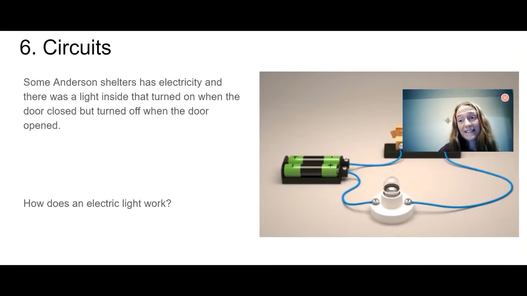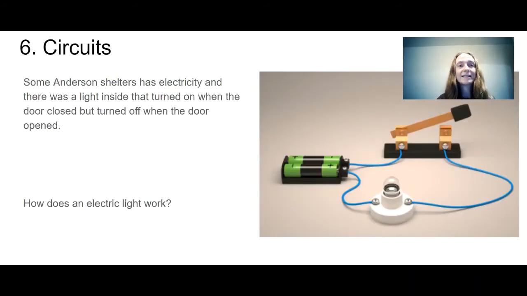Then we're going to look at circuits. So here is a circuit. Some Anderson shelters had electricity and there was a light inside, but the light turned on when the door was closed. Think about why the light would have to turn on when the door was closed, not when it was open. And think about how an electric light works. There's a circuit for you to look at.